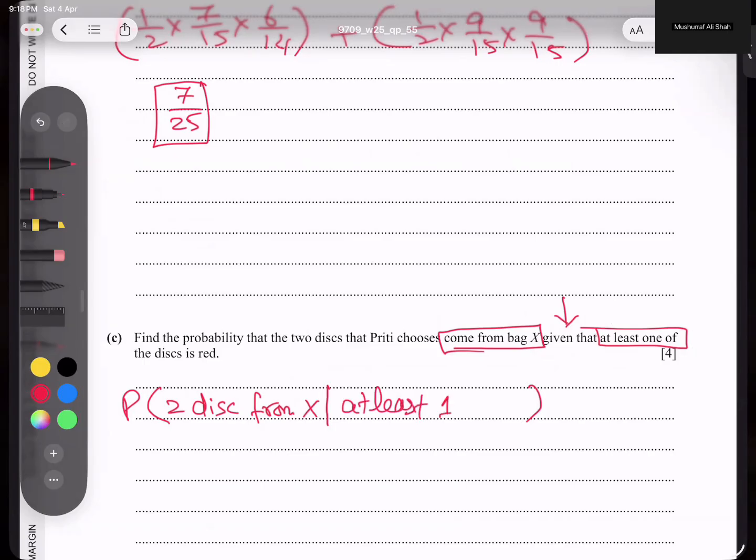At least one disc, one of the discs. Okay. So I'm writing here one of the discs is red.